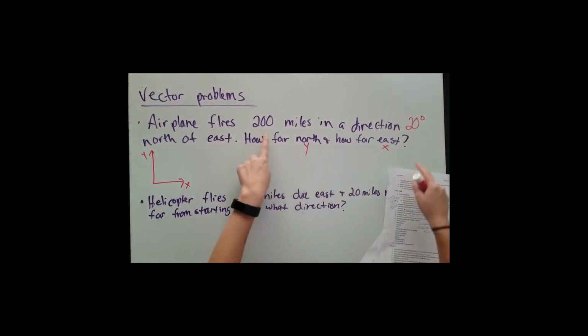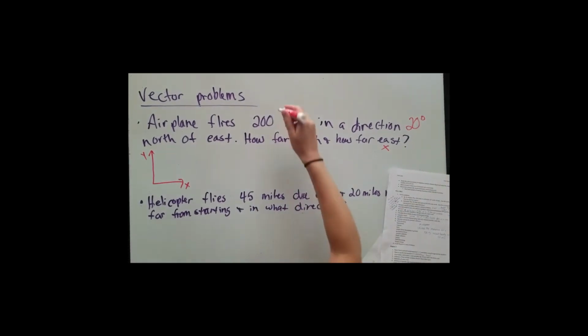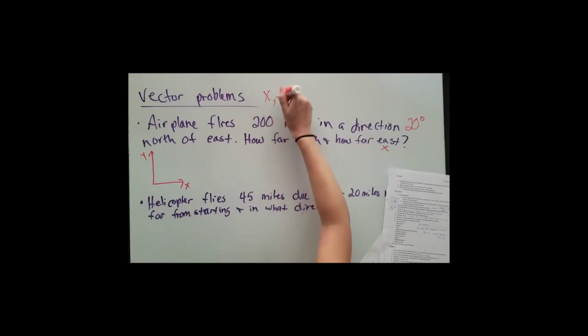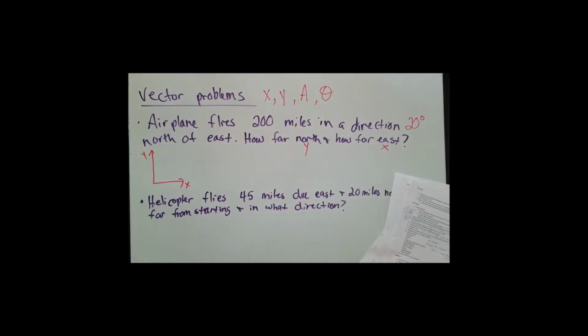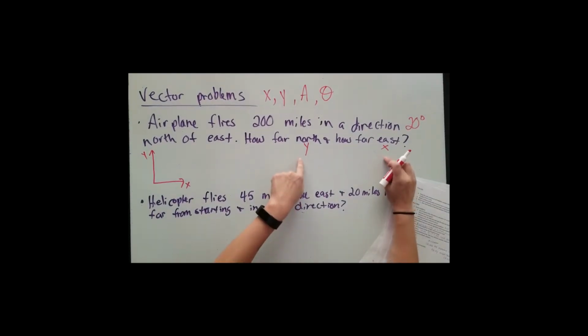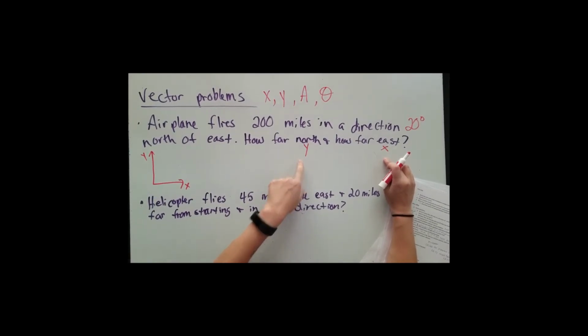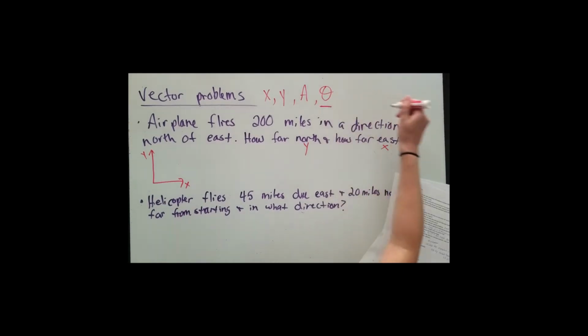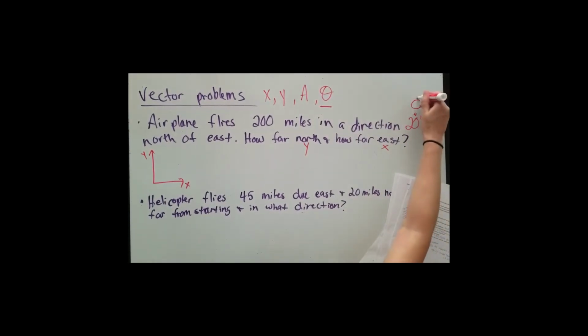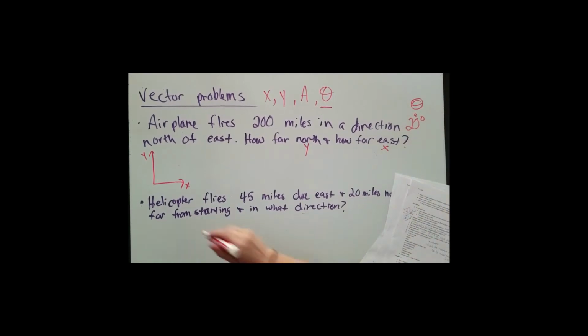Okay, so what are the other 2 pieces of information? Well, when it comes to vector problems, the only variables we have are x, y, a, and theta. So we already figured out what our x and y are. Now we need to figure out what a and theta are. And theta is always an angle, in degrees. So that tells me that this 20 degrees must be my theta. So by default, that 200 miles is going to be my a.